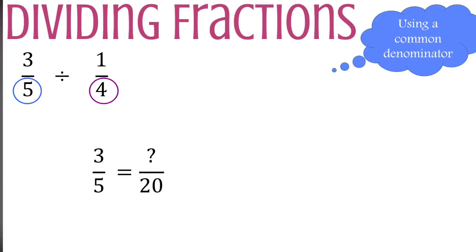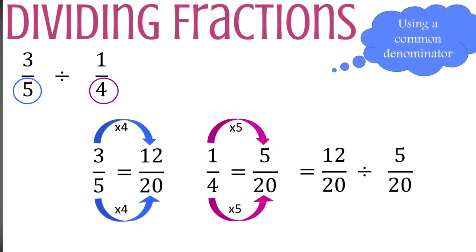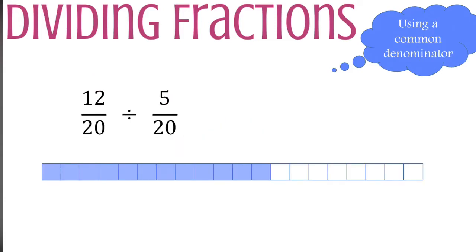We're going to set up our equivalent fractions. 3/5 is equal to what over 20, because that's what we want our new denominator to be, and we're going to do the math. In order to get to 20, we have to do 5 times 4, so we do the same thing on top, and we get 12. We're going to do the same method with 1/4, except we multiply by 5, and we get 5. So, our equivalent fractions are 12 20ths and 5 20ths. So now we're going to divide 12 20ths divided by 5 20ths.